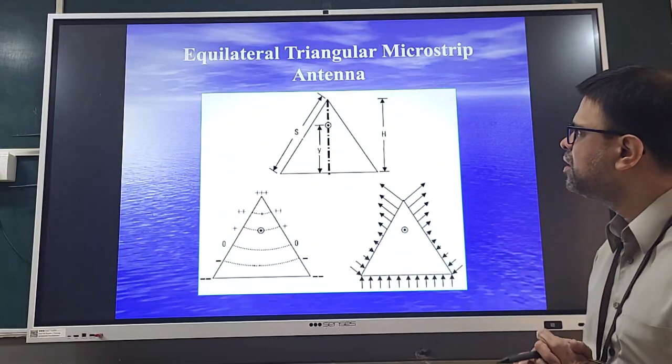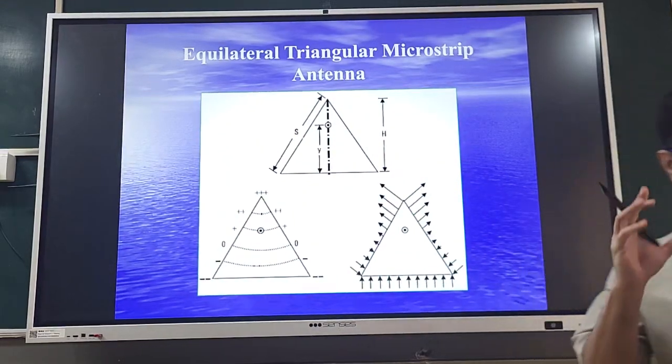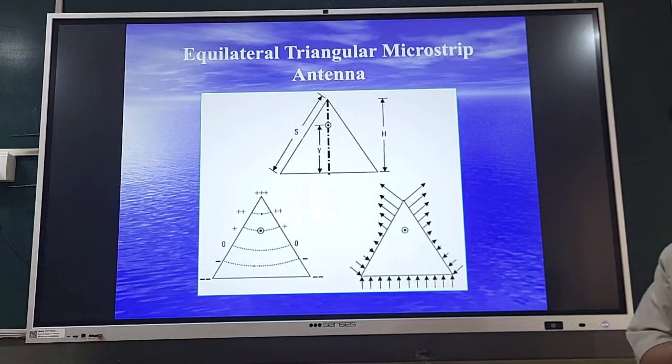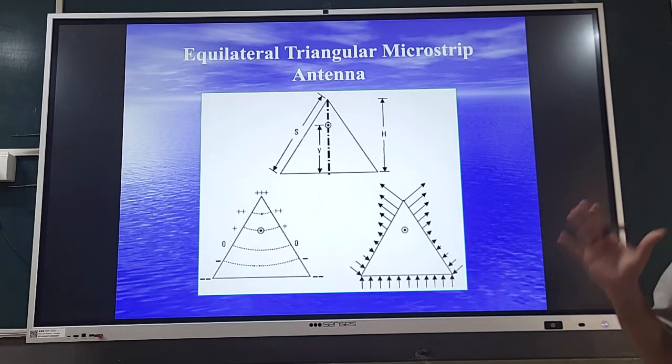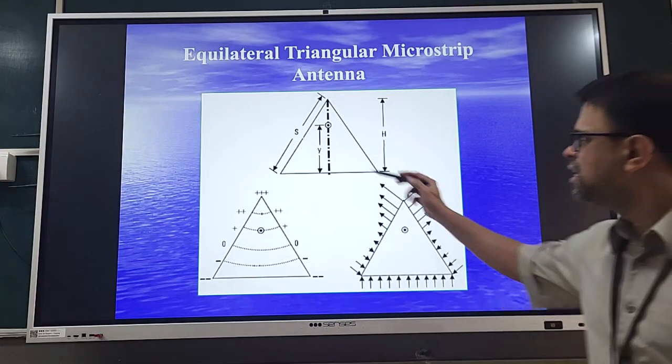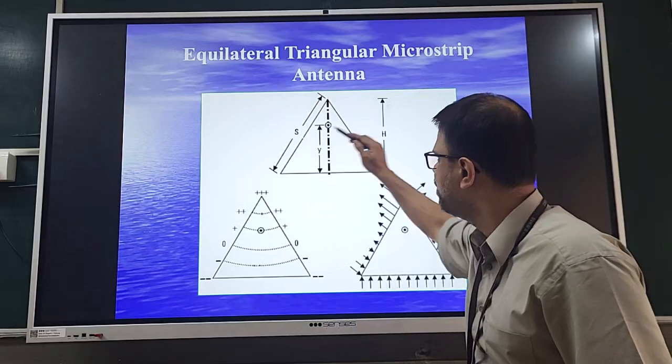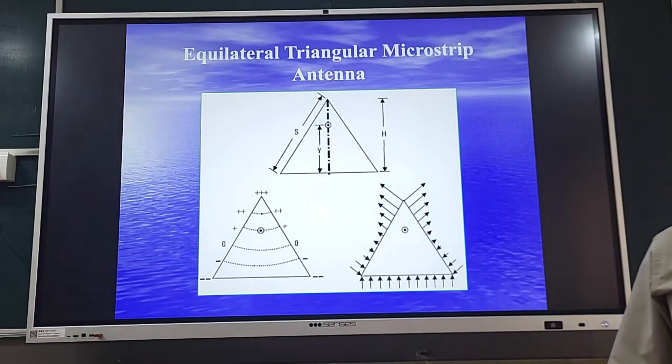So let's begin with the equilateral triangular patch. This is the third variation which you are going to study of the regular shape geometries. Now, as the name suggests, this is the equilateral triangular patch where three side lengths are equal. They are equal in dimensions.